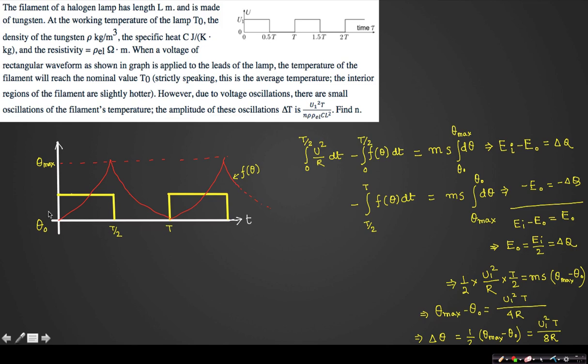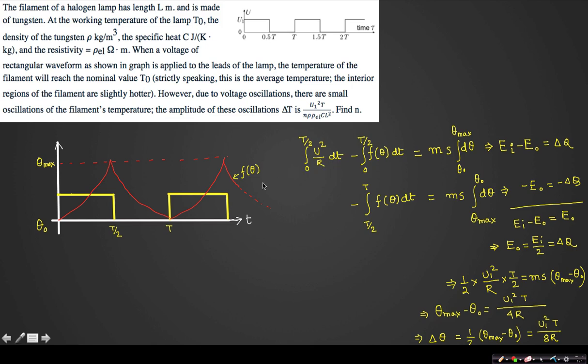So let us break this entire situation into different steps. The first step is from 0 to T by 2 time. In this time interval, what is the total energy you are supplying to the filament? You can say it is V square by R into dt, integrated from 0 to T by 2, where R is the resistance of that filament. You can easily calculate the resistance from the given value.